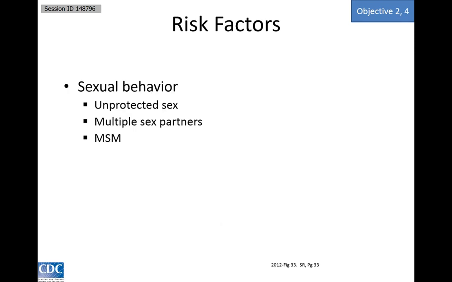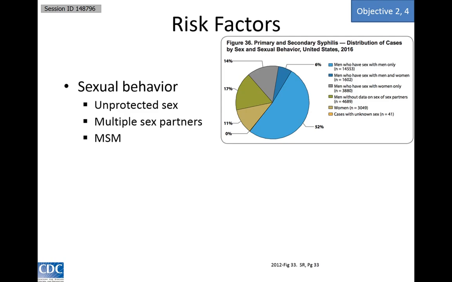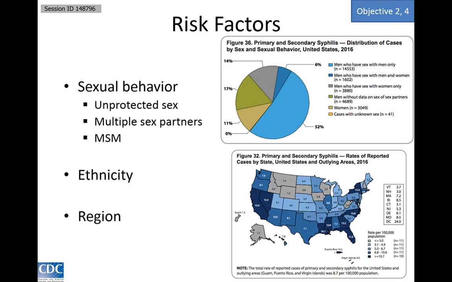Some risk factors associated with syphilis are sexual behavior, such as unprotected sex or multiple sex partners. And then you can see the breakdown of men who have sex with men only, compared to women or even men who have sex with women only. So this is a re-emerging STI in recent years, mostly in MSM. The regions that are mostly affected are the southern part of the country again, and we do start seeing more cases on the West Coast as well.